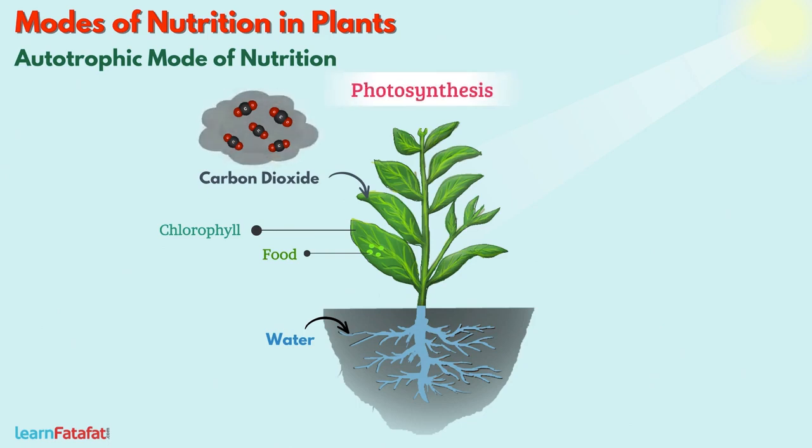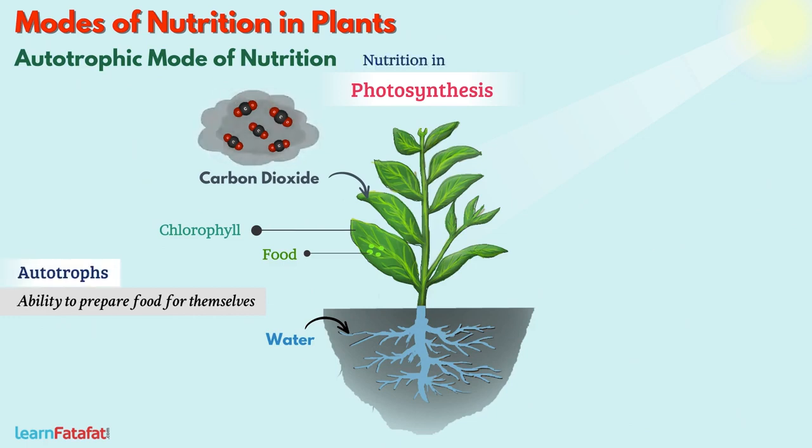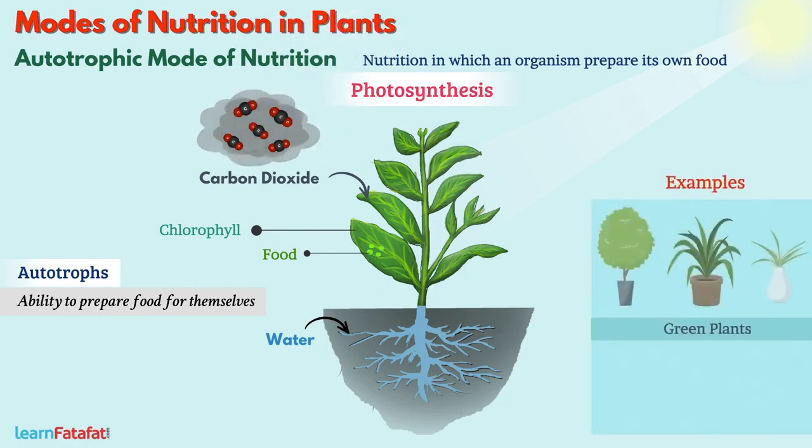That means green plants have the ability to prepare food for themselves. Such plants are called autotrophs. The kind of nutrition in which an organism prepares its own food is called autotrophic mode of nutrition. Examples are all green plants, blue-green algae, etc.